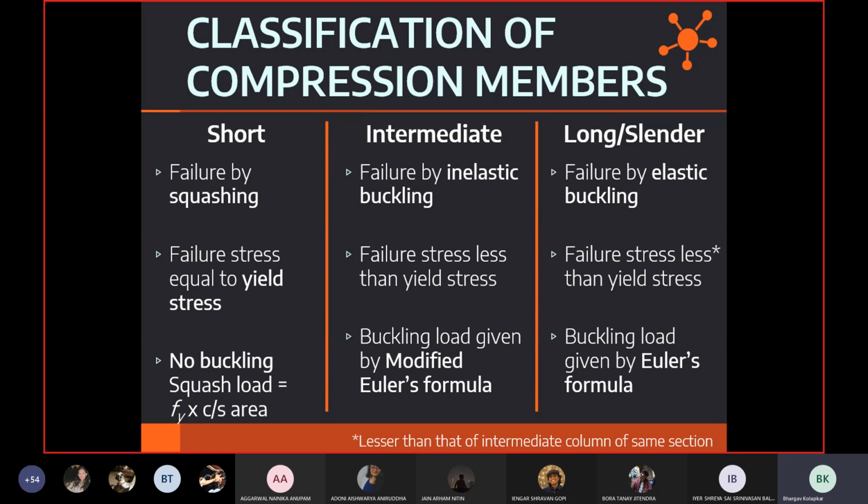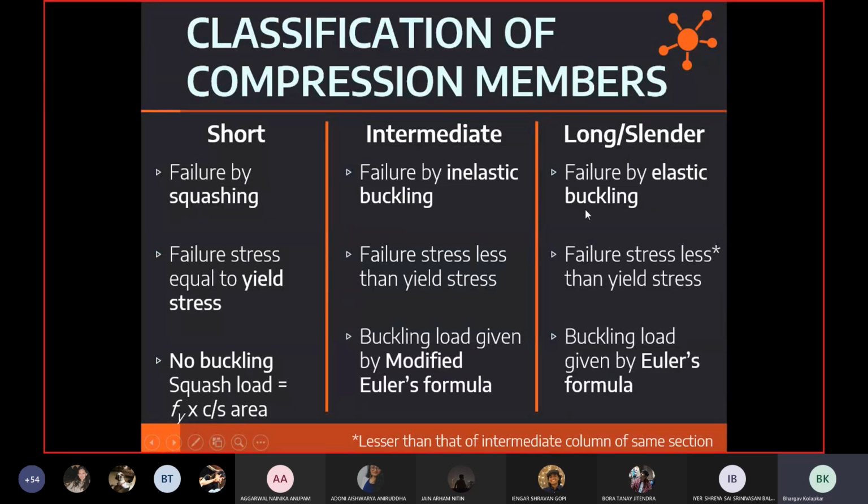So columns are classified as either short, or long or slender, and then intermediate. Let us try to understand what this means. Any member that fails by squashing, that is, any member that fails by material reaching its yield stress, is called a short column. And any column that fails by elastic buckling is called a long or a slender column.